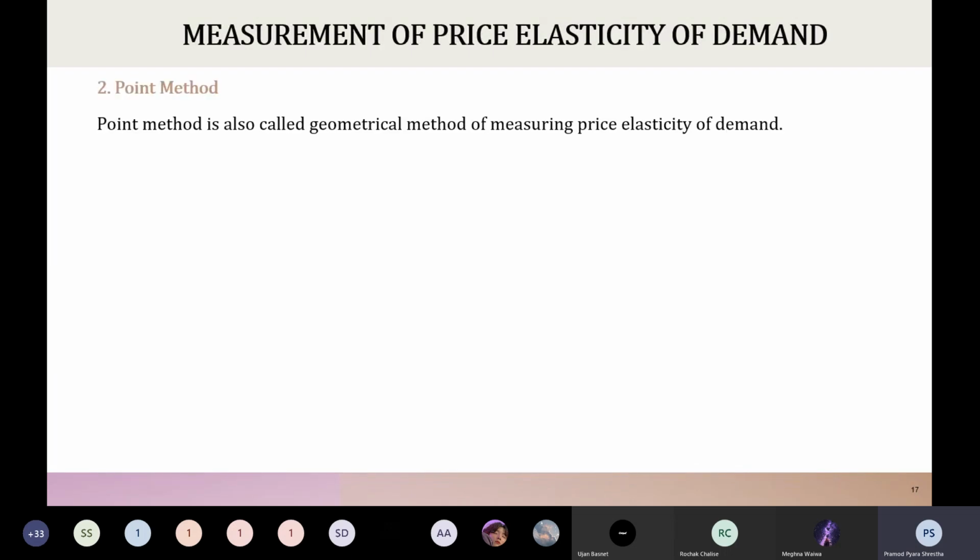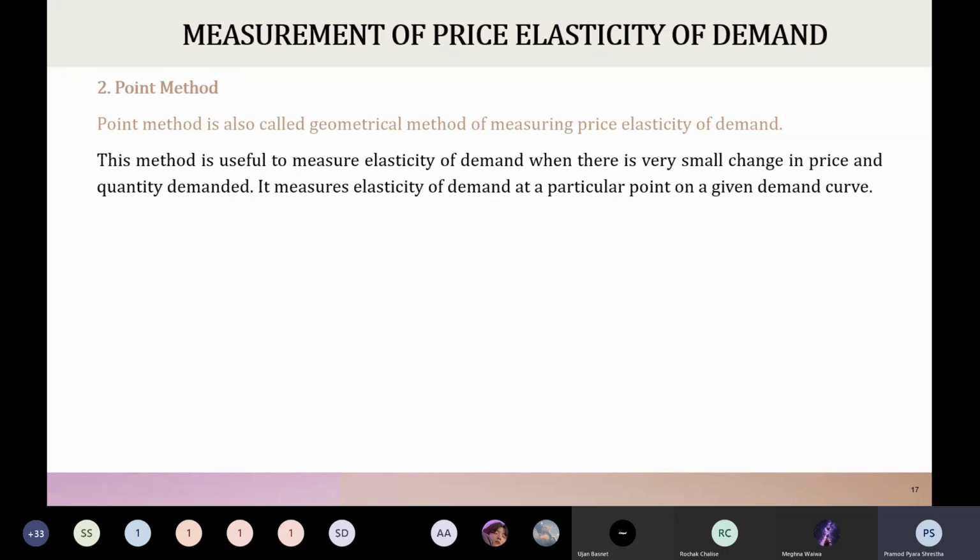Look at this. The point method is also called the geometrical method of measuring price elasticity of demand. This method is useful when there is a very small change in price and quantity demanded. According to this method, elasticity of demand at different points on the same demand curve is different. When we measure elasticity of demand at different points on the same demand curve, we get different values, that is, the coefficient of elasticity of demand is different.